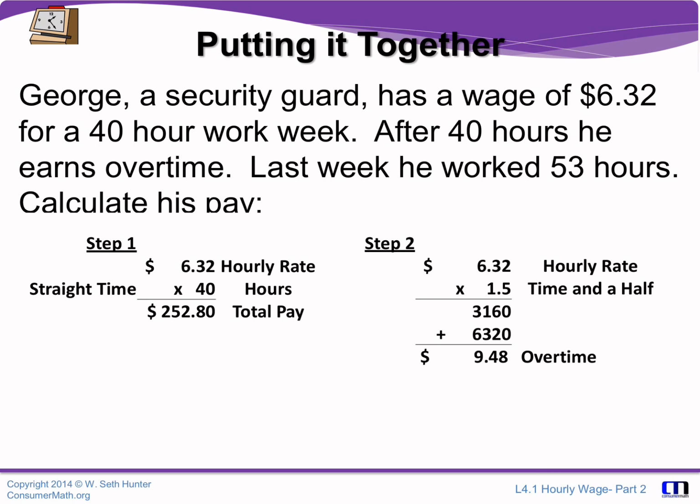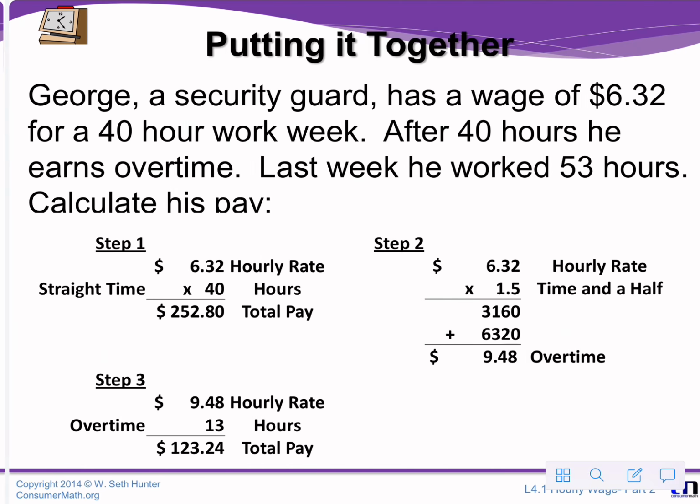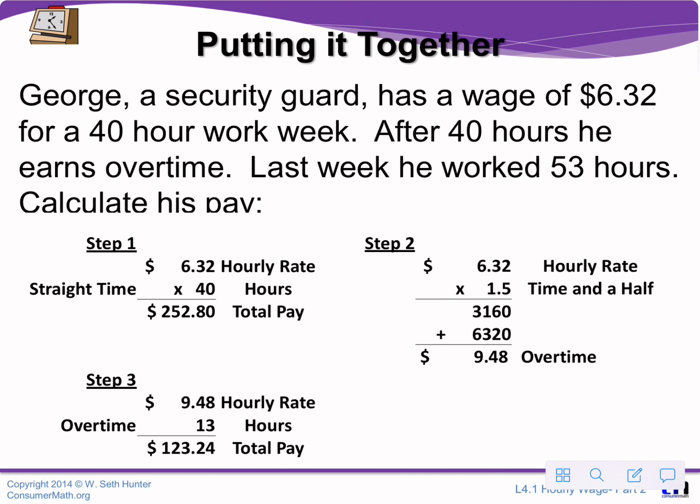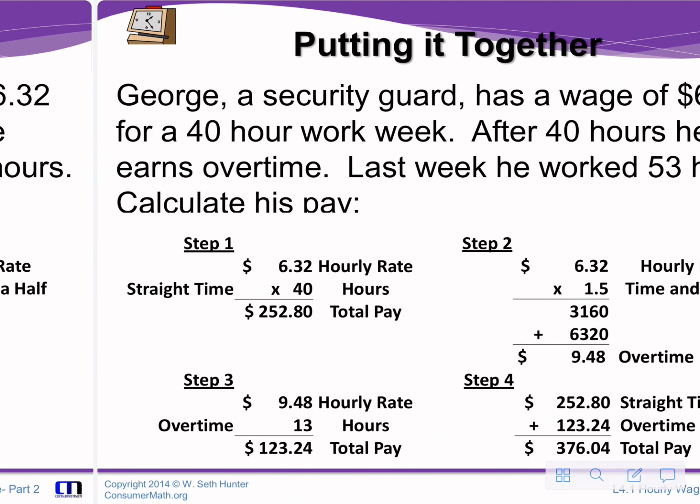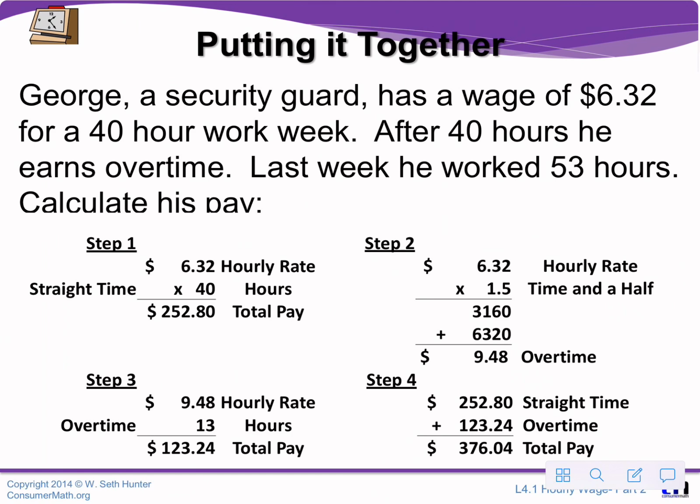and he would be earning $9.48 of overtime, because remember, it is 6.32 times 1.5, time and a half. And then multiply that by 13, the 9.48 times 13, to get $132.24. And then we'll add our regular pay to our overtime pay. So he made a total of $376.04.